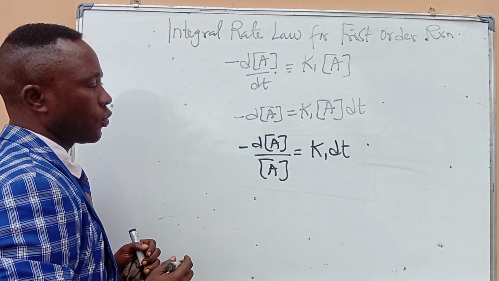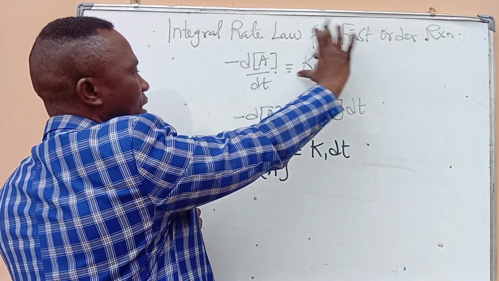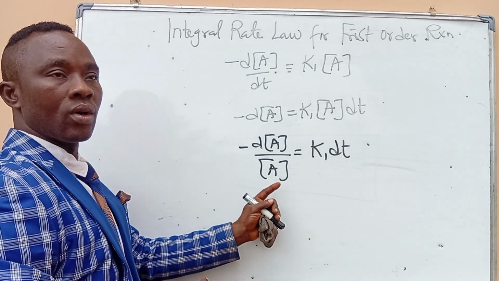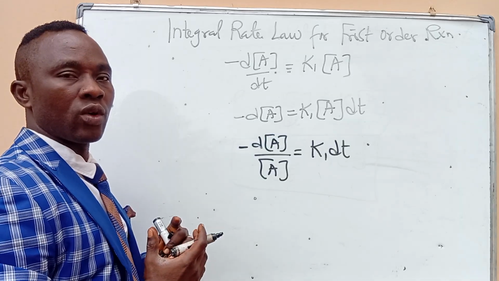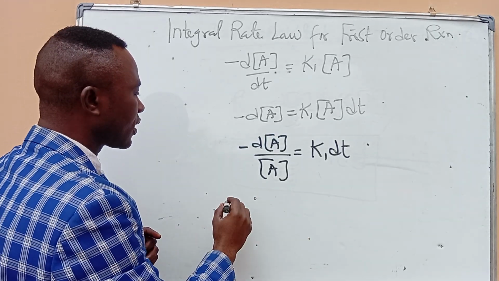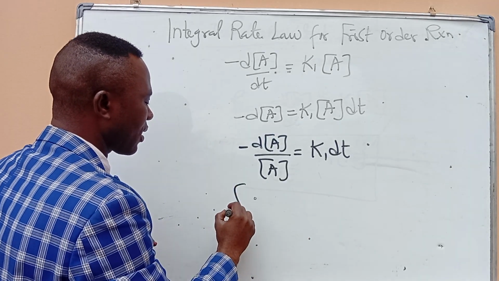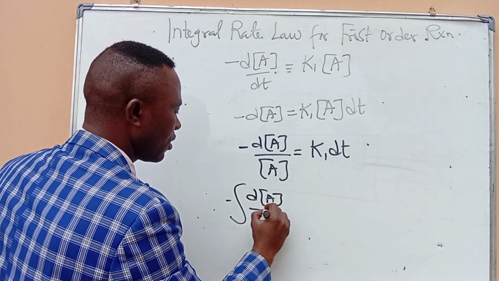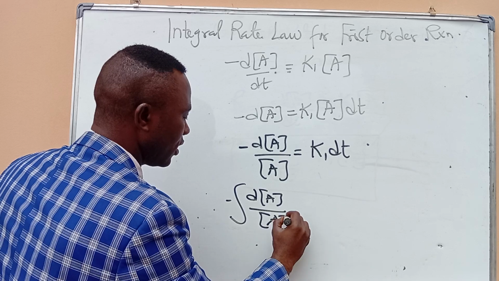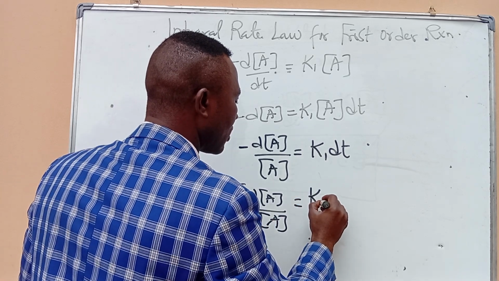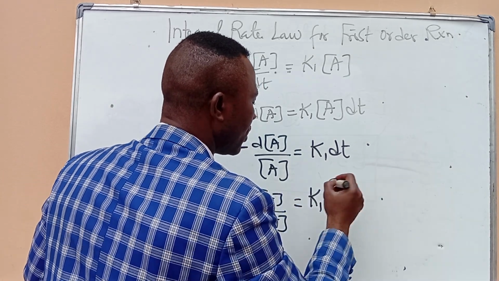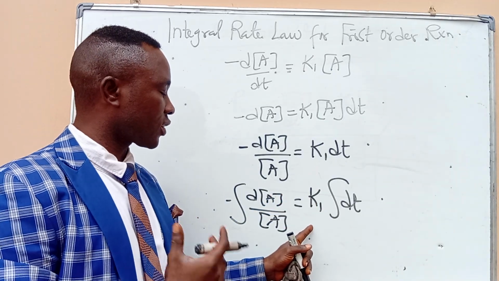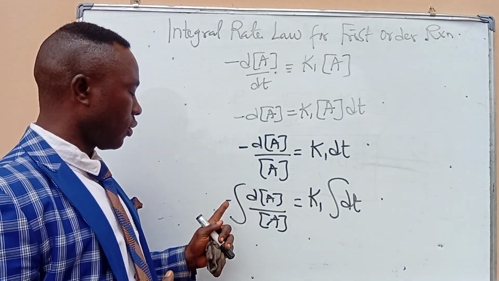So if you look at this, we have finished rearranging this differential rate law. We can now start integrating. Now I want to integrate. We are having minus the integral of change in A over A equals K1 times the integral of dt. Remember, we are bringing the constant out because we don't integrate a constant, and we are also bringing the negative out.